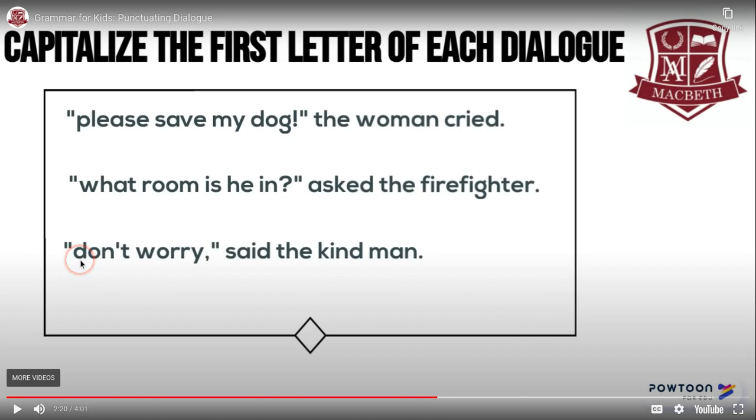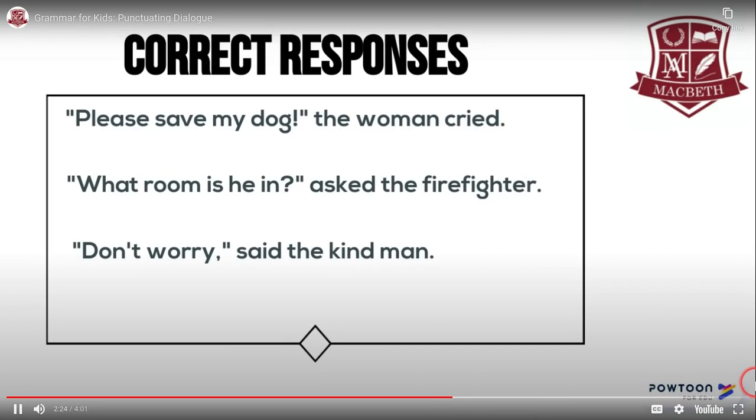Okay, so when we go to do our own writing, we need to remember that good writers using the correct techniques capitalize the first word inside their dialogue, their quotation marks. Here are the correct responses.